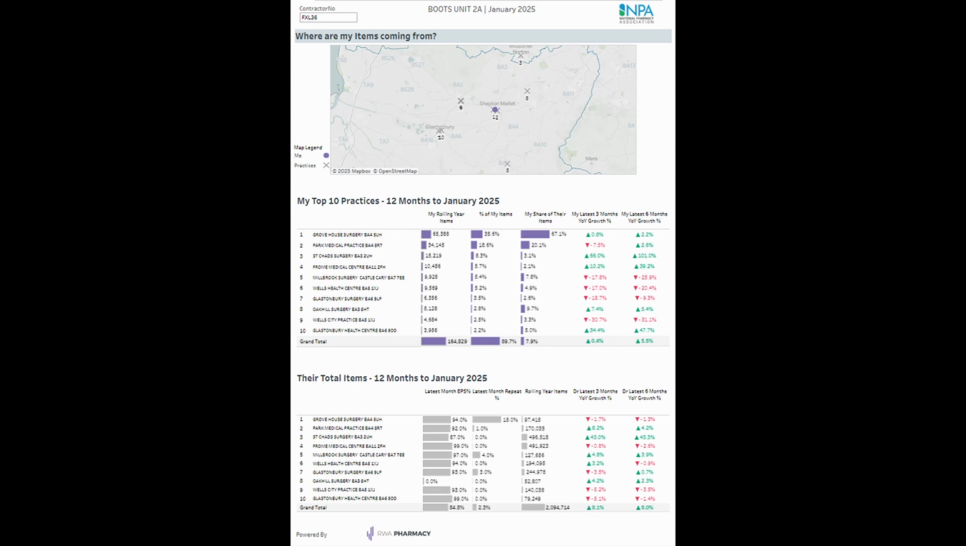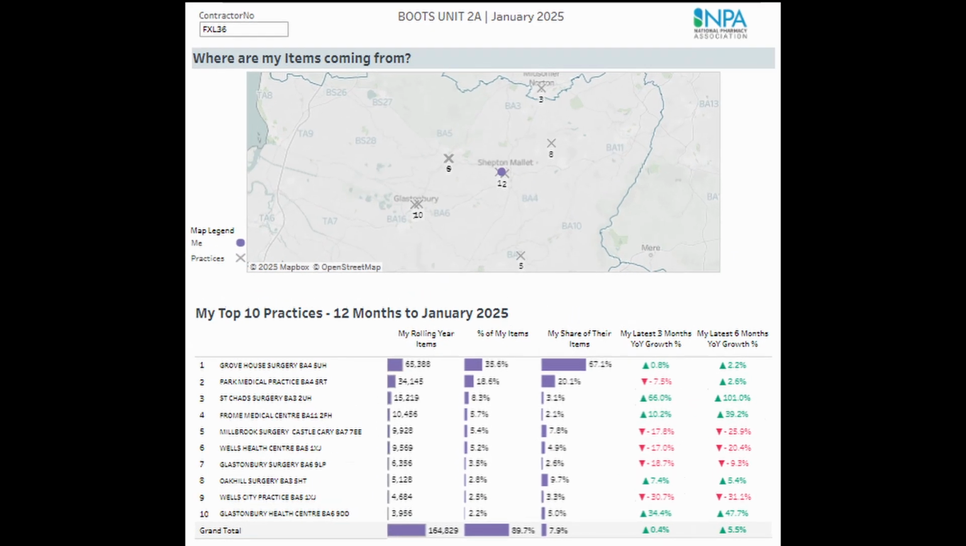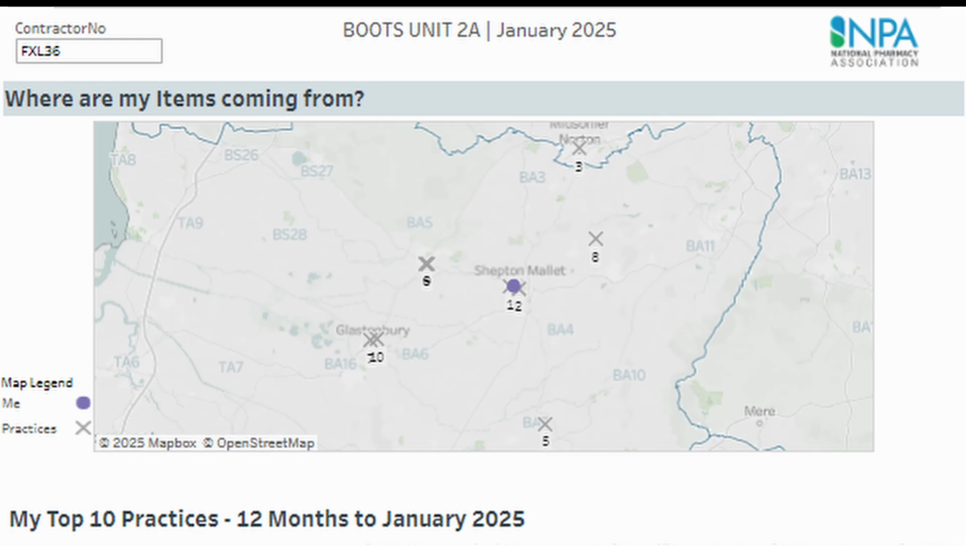The practice performance page focuses on where your prescriptions are coming from, specifically which GP practices are generating the most item volume for your pharmacy. The top of this page has a map showing the proximity of these practices to your pharmacy. The map is limited to 10 closest practices, as these are the most likely to influence your dispensing numbers.